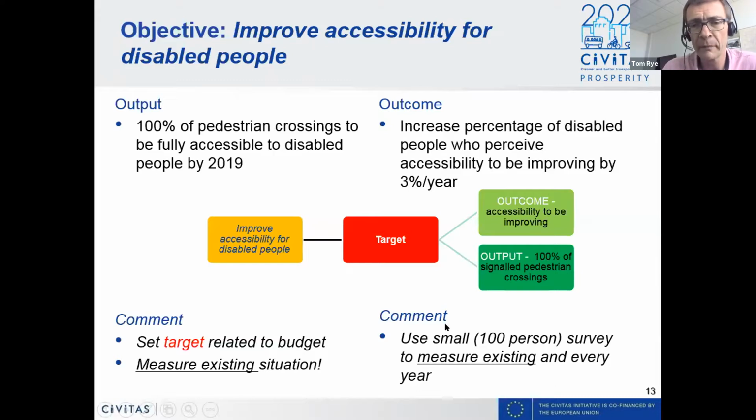The only way of getting data about disabled people's perception of accessibility is to carry out some kind of survey. So you can see in this situation that, in terms of the data you need to show progress towards your targets, on the left-hand side, it's much easier to get the data for the output target. And this is often the case. Because you are essentially counting something that you are delivering or implementing, it's easier to get the data for output targets. And that may influence also your choice of output targets versus outcome targets.